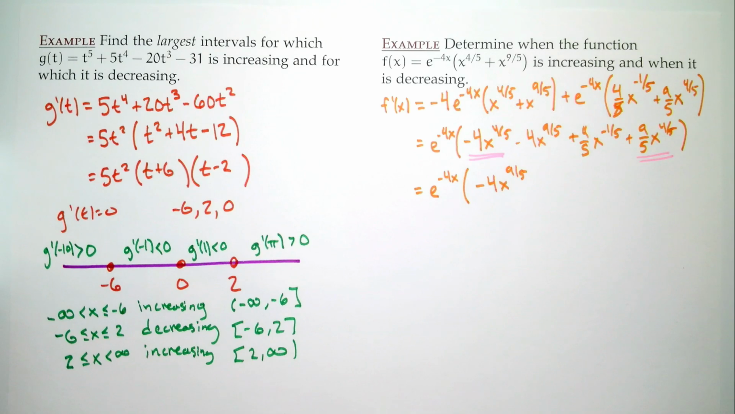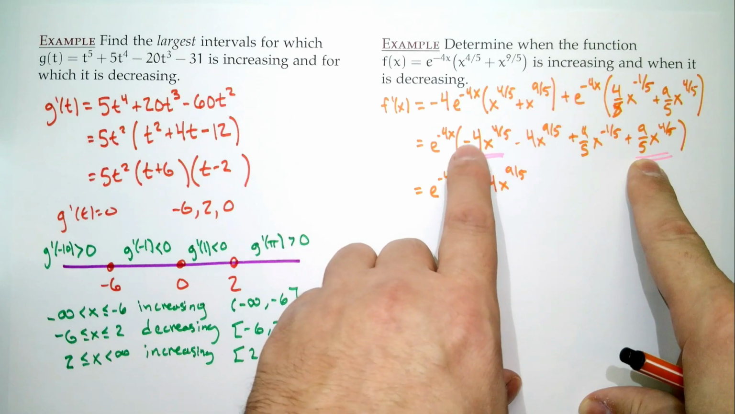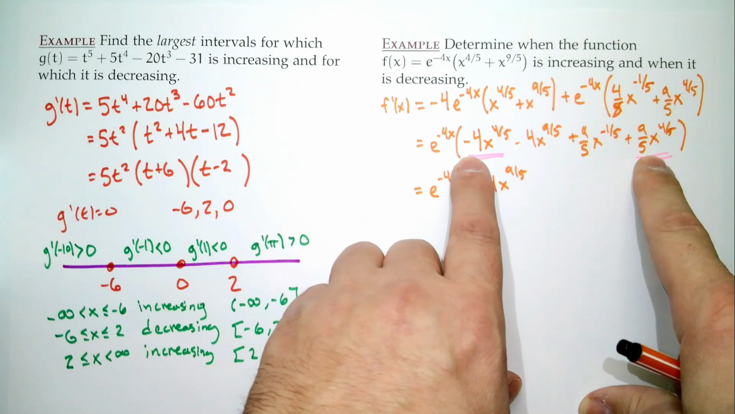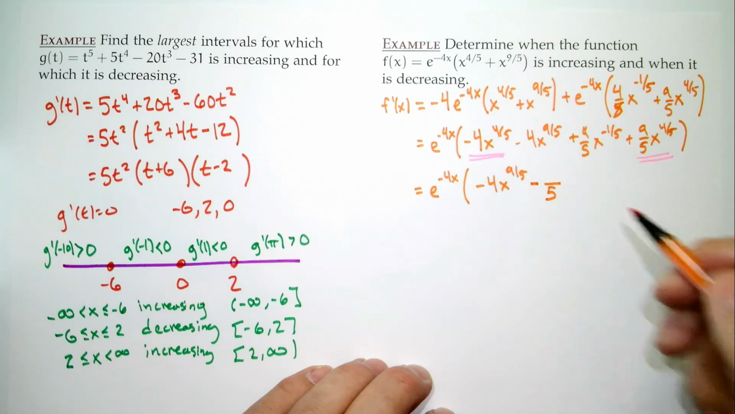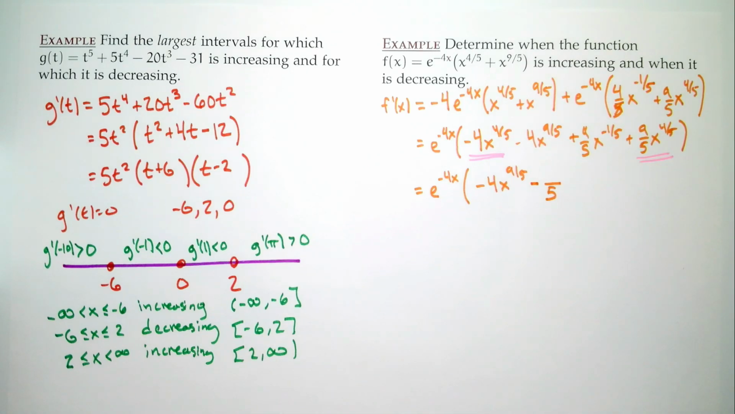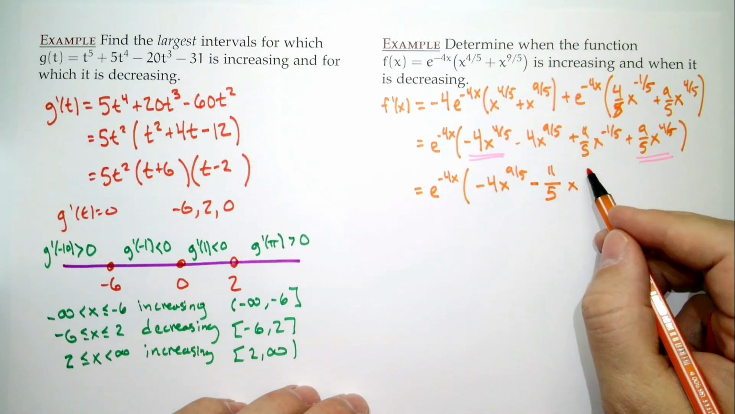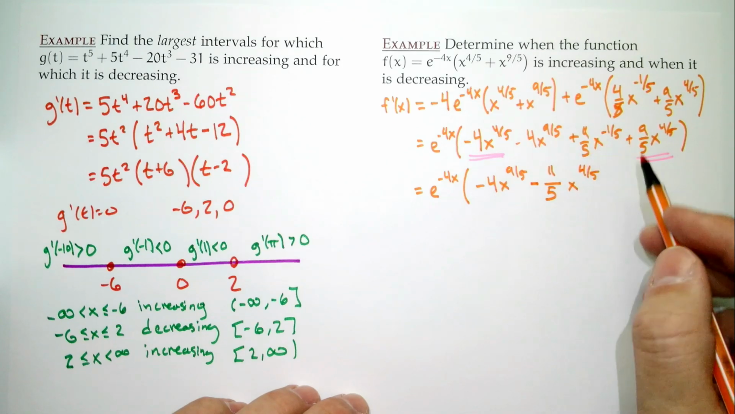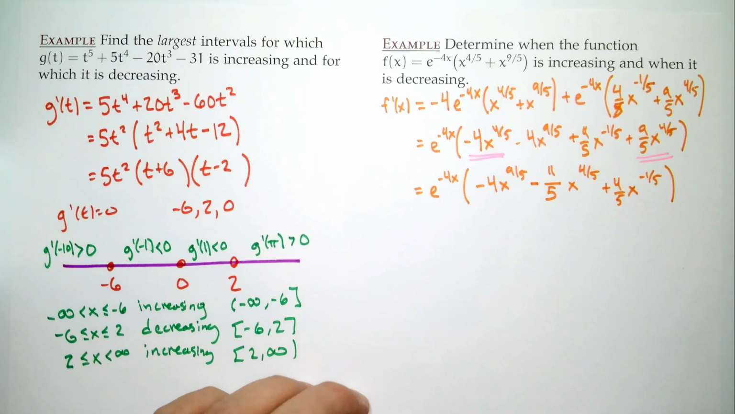Well, how do we put those together? We'll need a common denominator. What will be the common denominator? 5. So it's negative 20/5 plus 9/5, which would be negative something fifths. So yeah, 9 subtract 20 is 11. Minus 11/5 x to the 4/5. And now there's a 4/5 x to the minus 1/5. Okay, what's the next thing we can do?